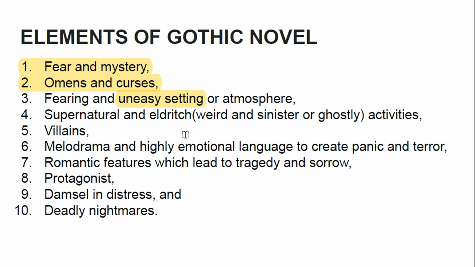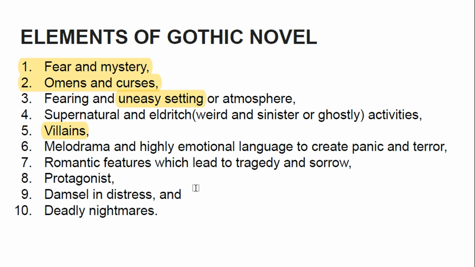Then supernatural and eldritch activities that always happen in Gothic novels. Eldritch means weird, sinister or ghostly activities. The happenings of supernatural activities bring powerful imagination and special effects to the readers' minds. Then come the villains. Villains are bold, cunning, intelligent, cruel, immoral and deceptive, and they are opposite to the hero, opposing the actions of the protagonist. Then comes melodrama and highly emotional language to create panic and terror in the audience's mind.